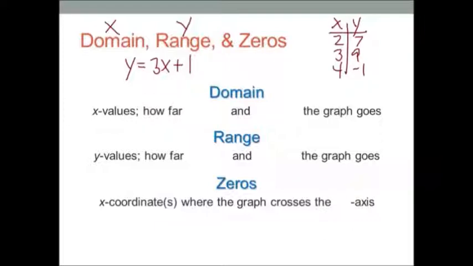We're going to talk about it in terms of the graph, and we're going to define the domain as not only the x values, but how far left and right the graph goes. And the range is going to be the y values, or how far up and down the graph goes. Now zeros are going to be the x coordinates where the graph crosses the x-axis. Y is equal to 0 all along the x-axis, so it's basically the x coordinates where y equals 0.